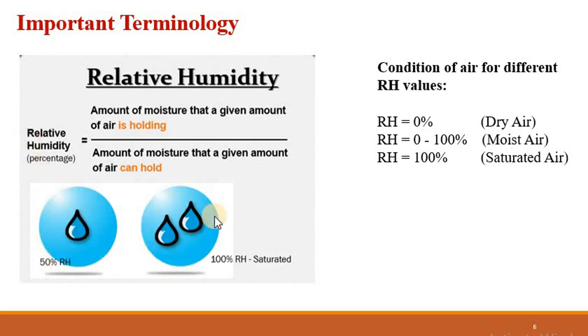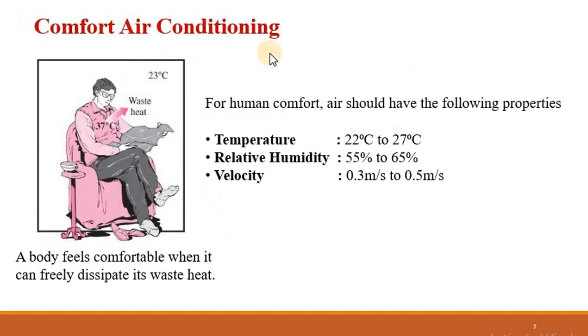Say a particular amount of air may hold 2 drops of water, and this is the saturation condition. If only 1 drop is absorbed, we will say this is 50% RH, relative humidity. So conditions of air for different RH values: for dry air this is 0%, because no water vapor is absorbed in the air, while from 0 to 100% it is moist air, and at 100% this is saturated air.